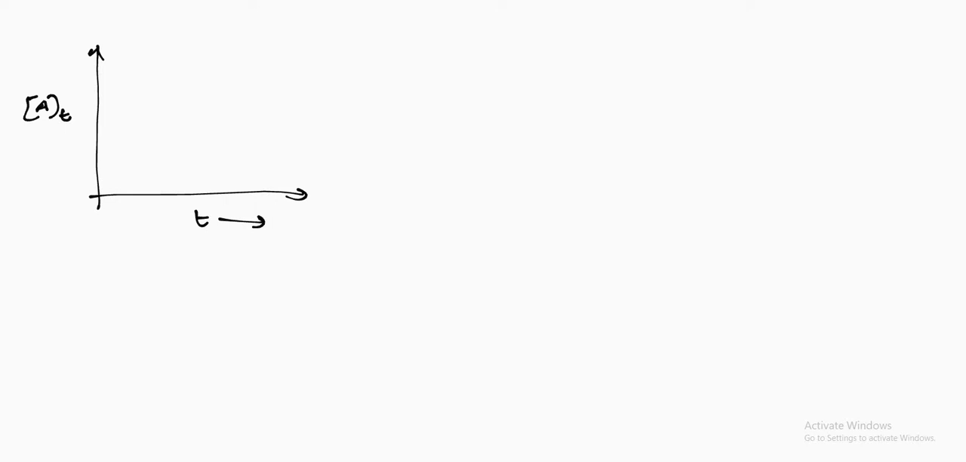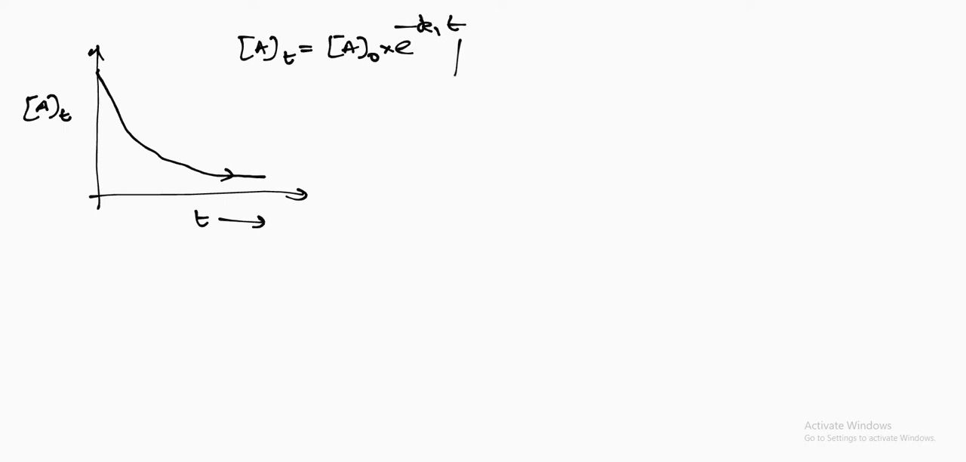For a zero order reaction you will get a straight line with a negative slope, whereas for a first order reaction you will get a curve, an exponential decay curve. The concentration decreases exponentially because you know the expression At equal to A0 into e power minus K1 into t. This is the expression for the concentration of the reactant.